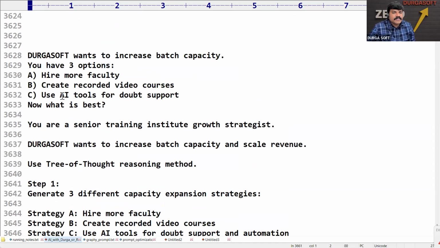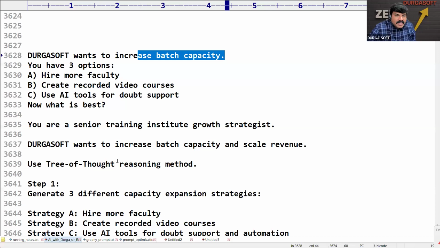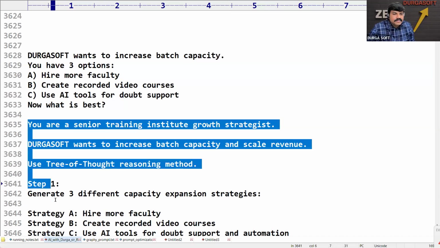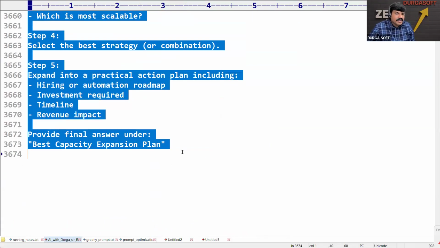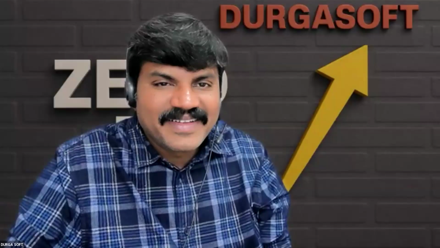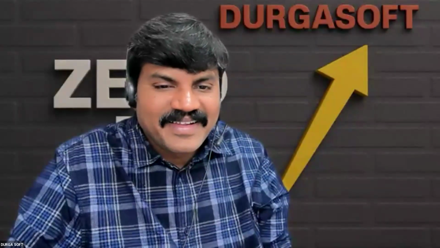Anyone? B, because my requirement is to increase batch capacity. B plus C, combo. Create recorded videos, use AI tools for doubt support. Oh, we are learning AI, that's why you are telling. More faculty are not required. Suppose if you hire more faculty, then the revenue should be increased from your side also, to minimize that revenue.